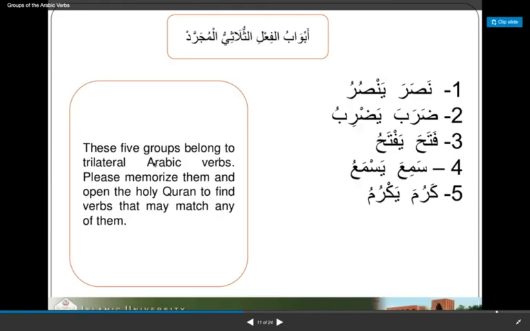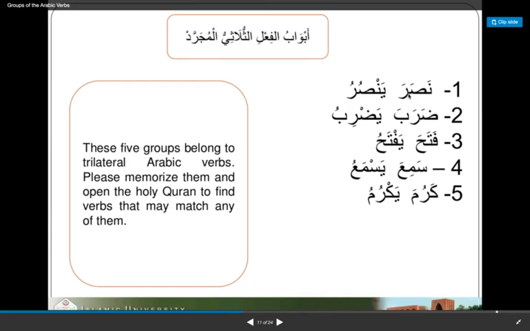So these 5 groups belong to trilateral Arabic verbs, and please memorize them. We have nasara yansuru, this is one group. Daraba yadribu, second group. Fataha yaftahu, third group. Sami'a yasma'u. And finally, karuma yakrumu. If you are quick, you will say they are the same because you see 3 letters, 3 letters, 3 letters. And it's true, but if you pay attention to the harakat, you will see there is a difference.